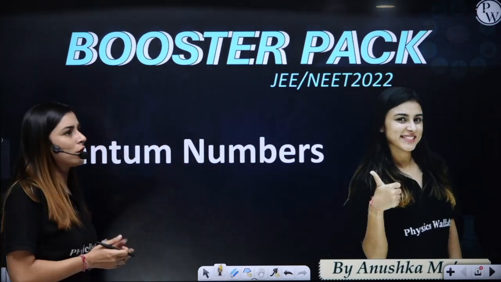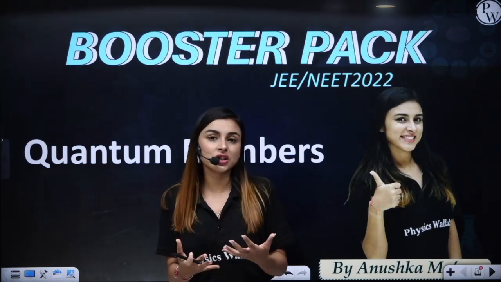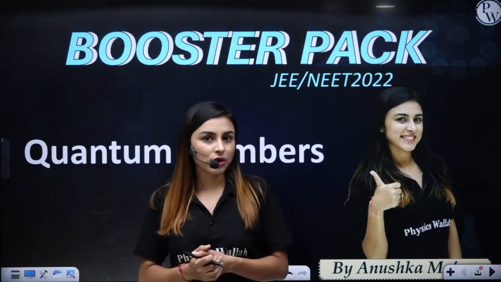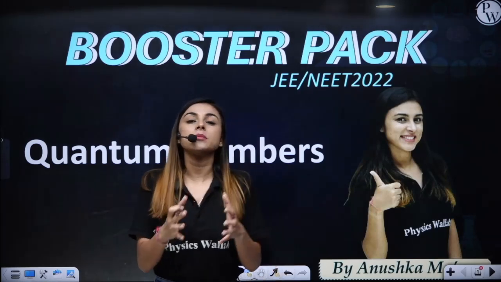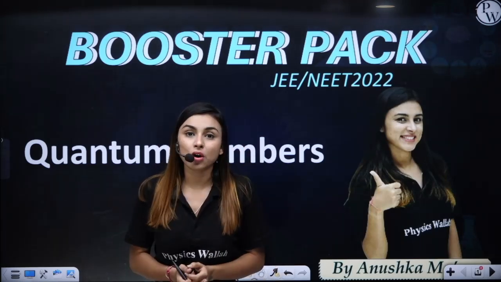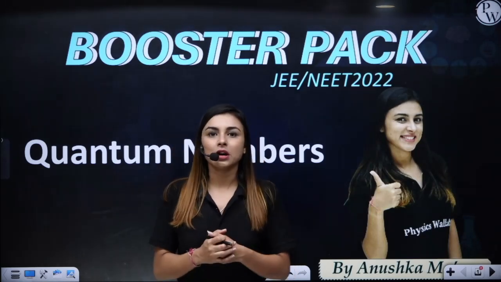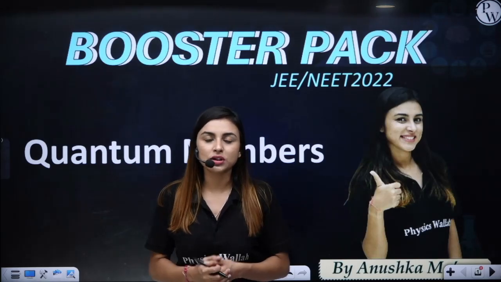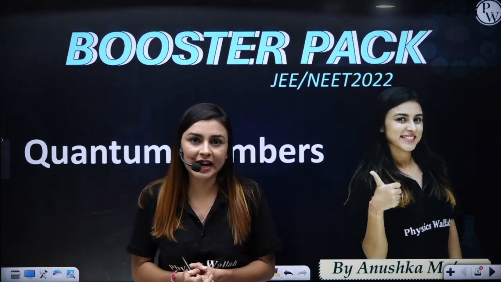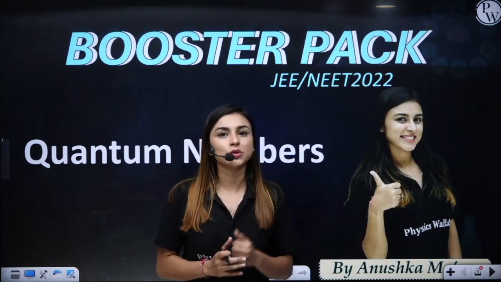So what are quantum numbers? I told you, with the help of quantum numbers, you can actually write the electronic configurations. How can you write the electronic configurations? Actually, the quantum numbers tell you the complete address of a particular electron. So, let's relate it to day-to-day life. Whenever you want to meet a friend of yours, what do you do? You obviously need to know his or her address, right? Once you know the address, you go to their house and you can meet that particular person, right?